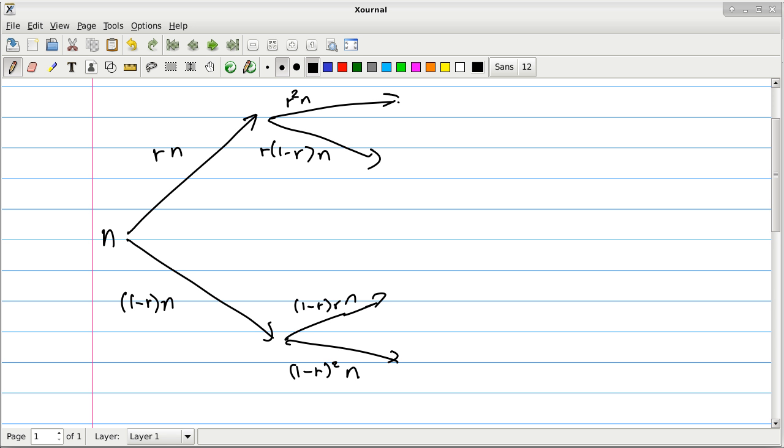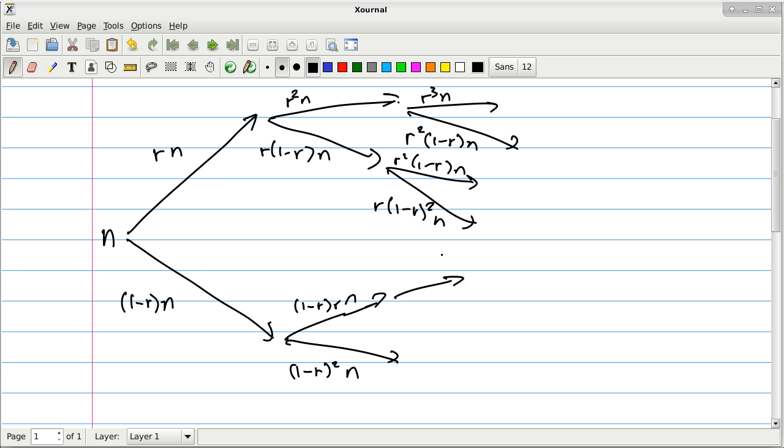What if I split again? Well, it's not going to be very exciting. If we split again, we have r cubed n, and then we have r squared (1 minus r)n, and then this is r squared (1 minus r)n, and then this one is r(1 minus r) squared n, and then this one is (1 minus r) squared rn, and then this one is (1 minus r) squared rn, and then this one is (1 minus r) cubed n.